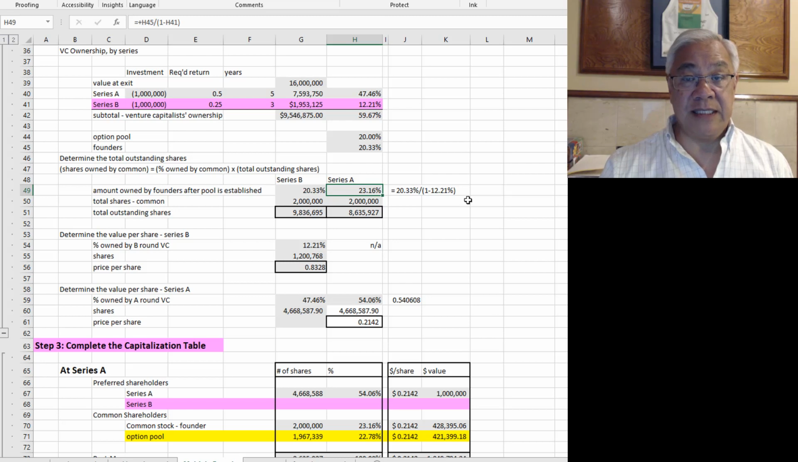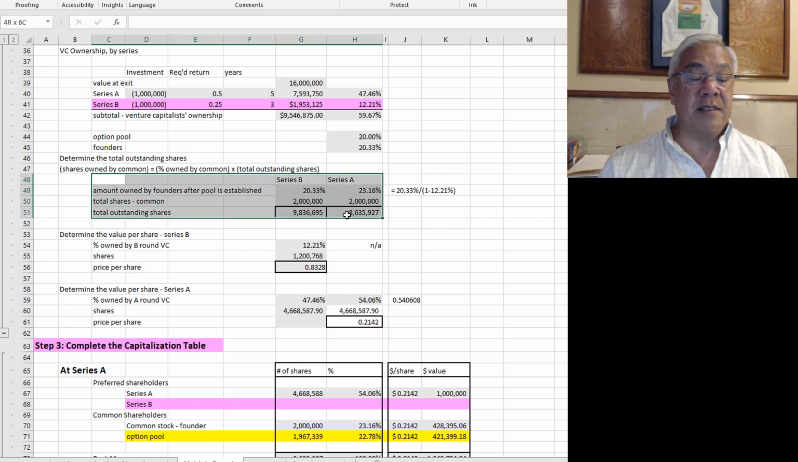Now that will be diluted down at year 3 when we take in more shares. The shares owned by Series A, still 2 million. 2 million divided by 0.2316 is 8,635,000. All right, so that's Series A for the owners. So this section here represents the ownership interest for the founders.